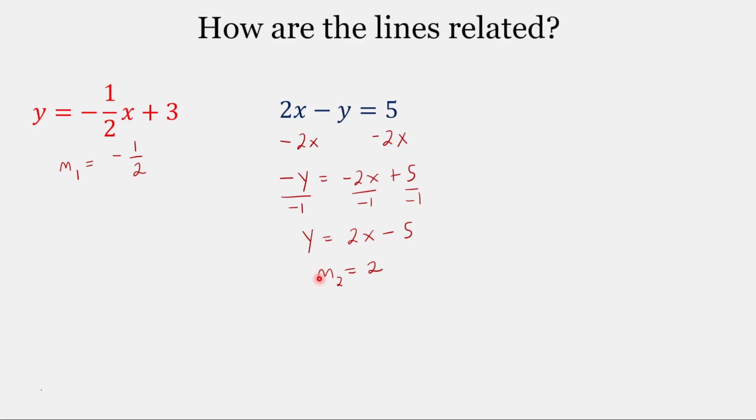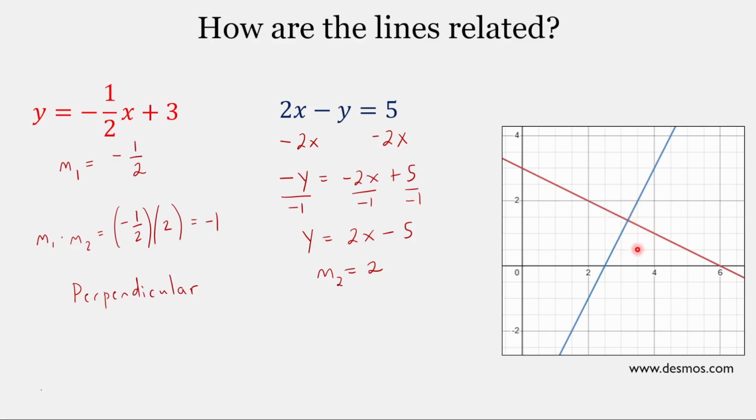Let's test to see if these are perpendicular lines. We do that by multiplying the two slopes. So m sub 1 times m sub 2, that's equal to -1/2. We're going to multiply that times 2. And -1/2 times 2, well, that's -1. So these slopes, -1/2 and 2, they are opposite reciprocals of each other. Their product is -1. That means that these lines are perpendicular to each other. They cross at 90 degrees.